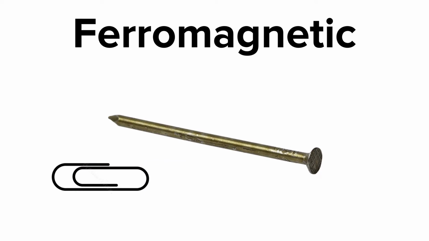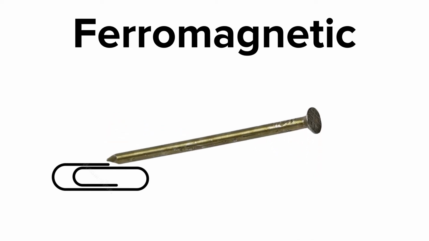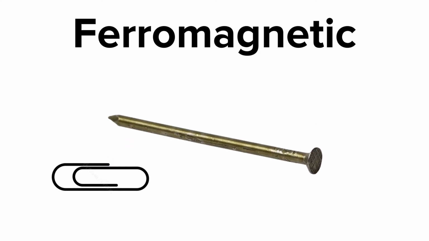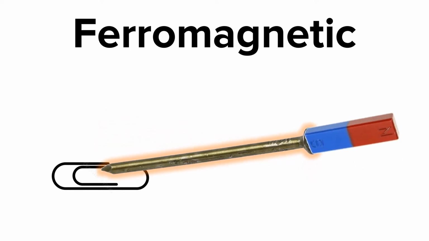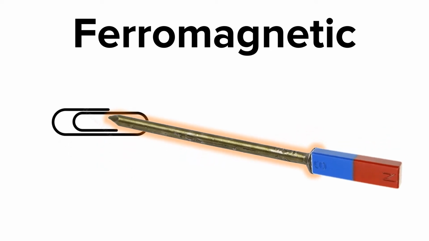For example, this iron nail is considered a ferromagnetic material. If you find a nail in your home and touch a paper clip, nothing will happen. However, if you attach a magnet to the end of the nail, then that nail will become magnetized. With that magnetized nail, you'll be able to pick up a paper clip. And why is that? Well, before the nail was magnetized, the domains were not aligned.